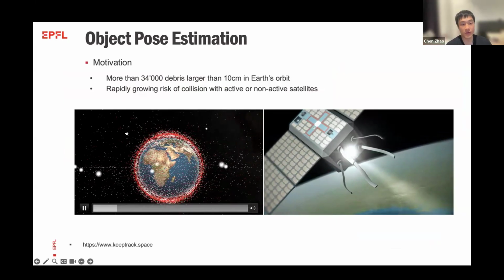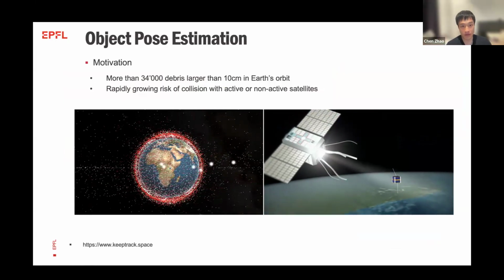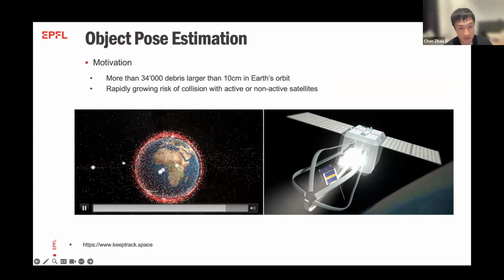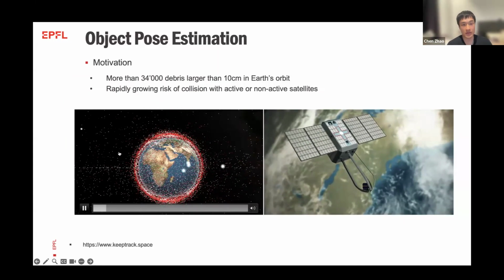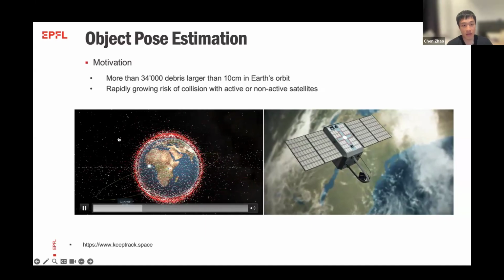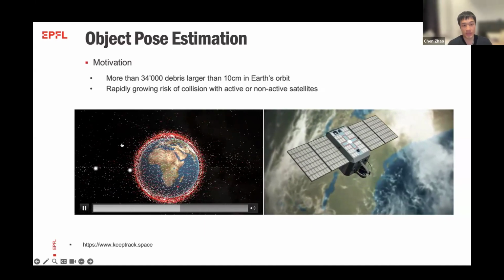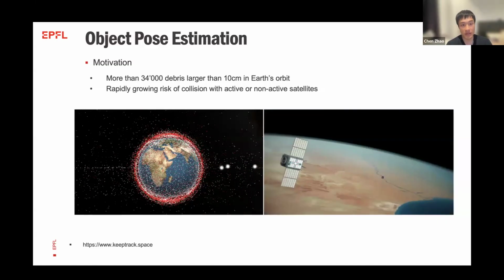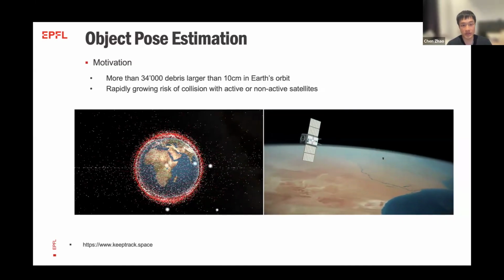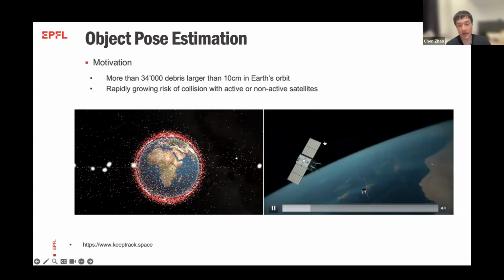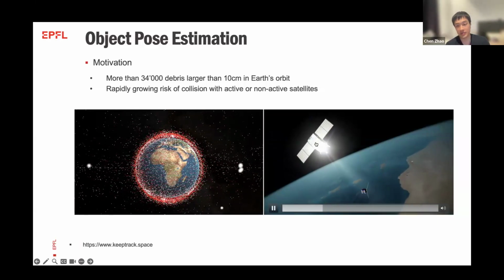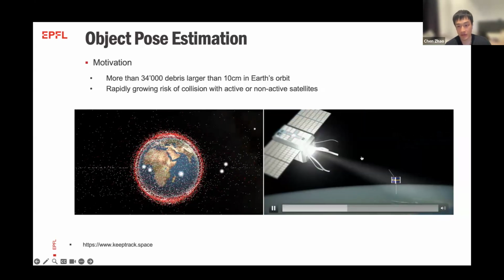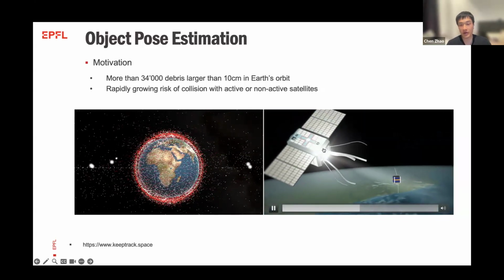Nowadays, we have more than 34,000 pieces of debris in Earth's orbit. All of these red dots are the debris, and the white dots are our satellites. The existence of this debris is a growing risk of collision with our satellites. So we have a project aiming to clear the debris in space, and this is a demo of how we are going to do this.